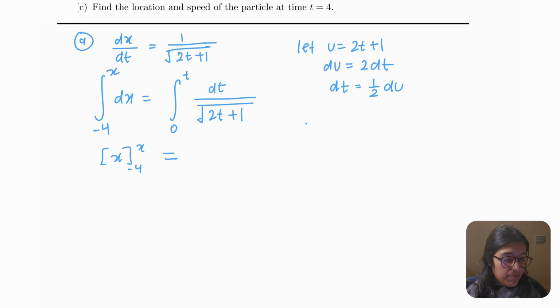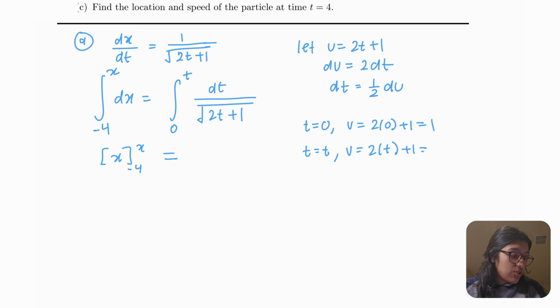So I'm going to say when t is equal to our lower bound, t equals 0, u is equal to, and I'm going to replace t equals 0 in there. So 2 times 0 plus 1, which is 1. When t is equal to t, which is our upper bound right over here, then that means u is equal to 2t plus 1, which is just 2t plus 1. So our bounds are going to be: lower bound is 1, upper bound is 2t plus 1.